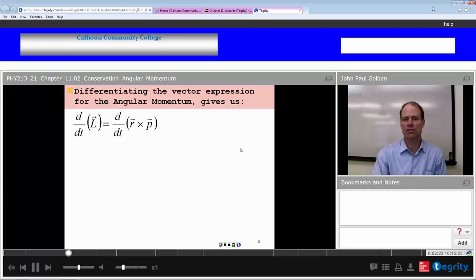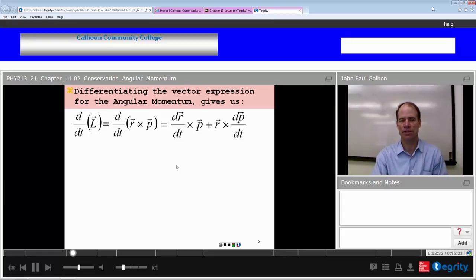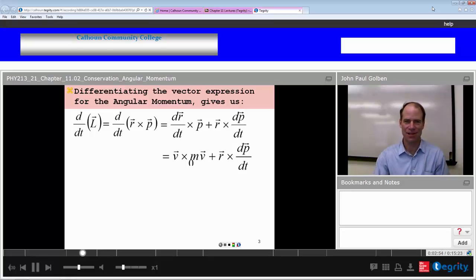If we were to differentiate the vector expression for angular momentum, take the derivative of the angular momentum, we would have to distribute this derivative to the two vectors. So we have dr/dt crossed with the momentum and r crossed with dp/dt. But dr/dt is simply the velocity. So we would have velocity crossed with the momentum, mass being a constant. We have velocity crossed with velocity. Any vector crossed with itself will be 0, so this first term is 0.